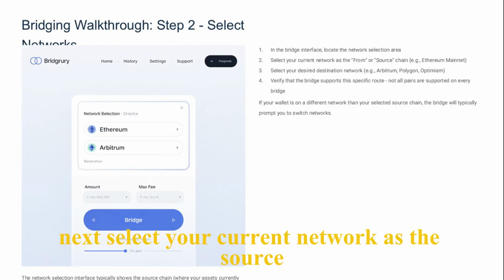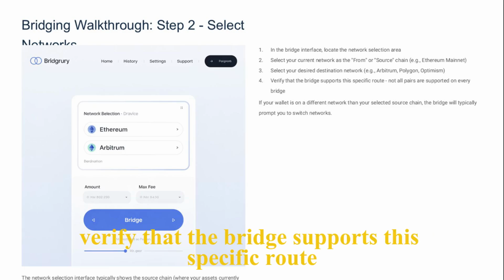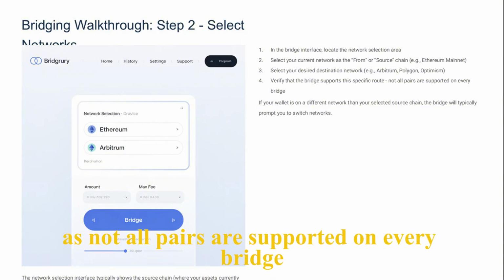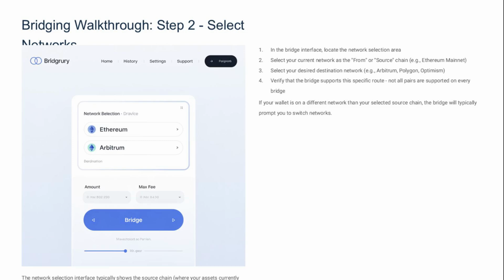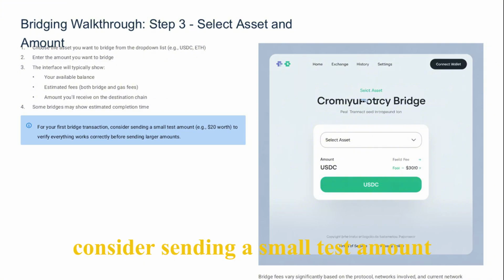Next, select your current network as the source and your desired destination network. Verify that the bridge supports this specific route, as not all pairs are supported on every bridge. For your first bridge transaction, consider sending a small test amount to verify everything works correctly before sending larger amounts. This step involves selecting the asset you want to bridge and entering the amount.